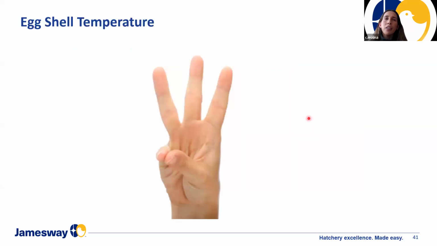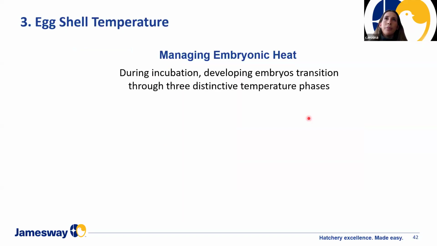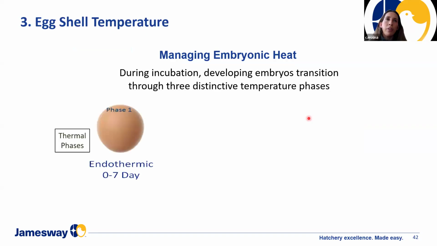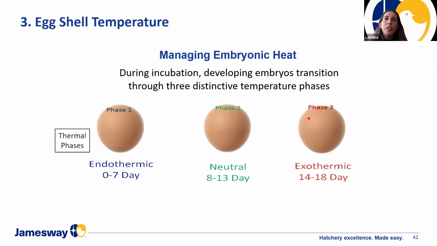Third one, the eggshell temperature. So what can impact eggshell temperature? During incubation development, embryos transition through the 3 distinct temperature phases that we already talked about: endothermic from the first week, neutral or mesothermic during the second week, and exothermic during the 3rd week.